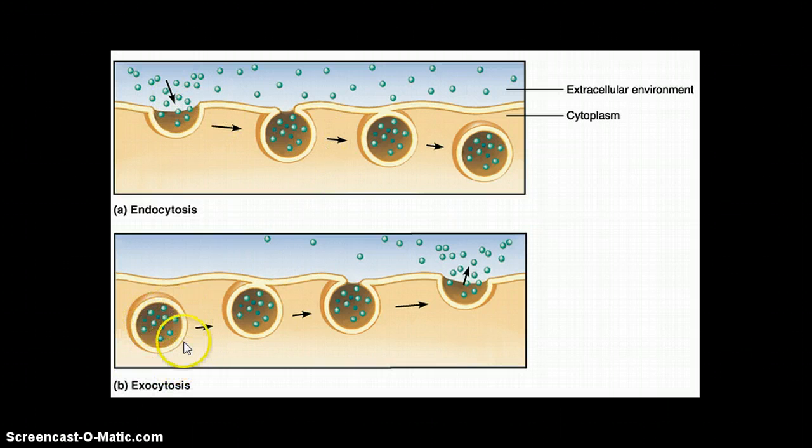Exocytosis is the opposite. Here you've got some kind of vesicle. Maybe it has some waste products that need to be released out of the cell. And what's going to happen is it's going to come to the surface of the cell and fuse with the cell membrane. When it fuses, it opens up so that the contents of that vesicle can now be released to the outside of the cell. Again, notice the materials are not going through the plasma membrane, but they are getting transported into or out of the cell. So it's still considered cell transport.